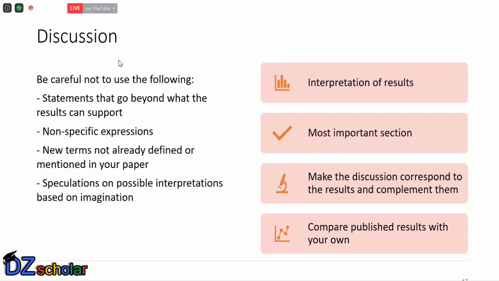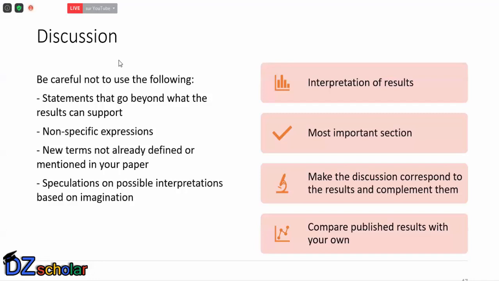You want to make sure the discussion corresponds to and complements the results, but you don't want to simply repeat what you've put in the results section. You want to compare other published results with your own, and do not ignore work in disagreement with yours. So you want to confront it and convince the reader that you are correct, or why your research conflicts and why you believe that your research has the correct outcome. So there's a lot of debate in science and medical research, and this is really where that would be addressed.